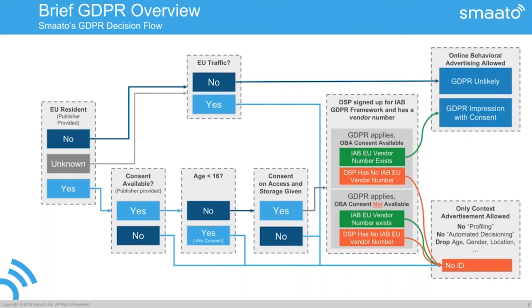If he has applied, he actually has a certain number that we can check, and we can be sure that he is fully compliant with the IAB terms and conditions and will be compliant with GDPR. In that case, we can send out the impression with consent, and then they are free to do context advertisement, but also targeted advertisement. If a demand partner does not have this IAB vendor list number, then we have to fall back to context advertisement, as we are not able to check that the demand partner is actually compliant, let's say.